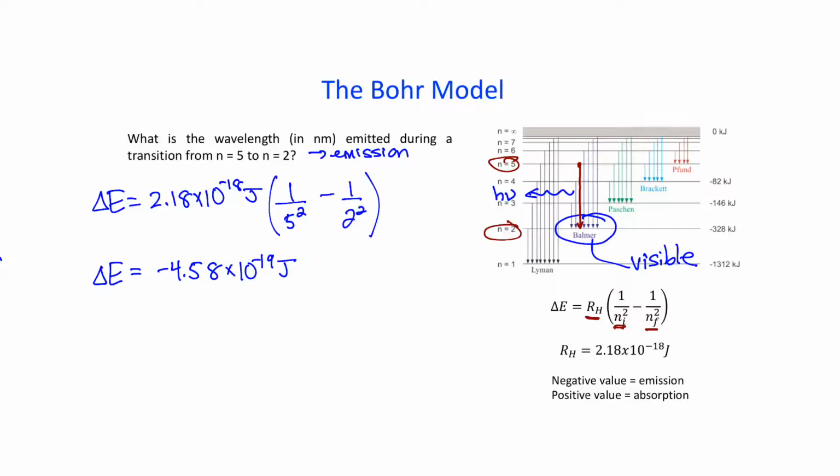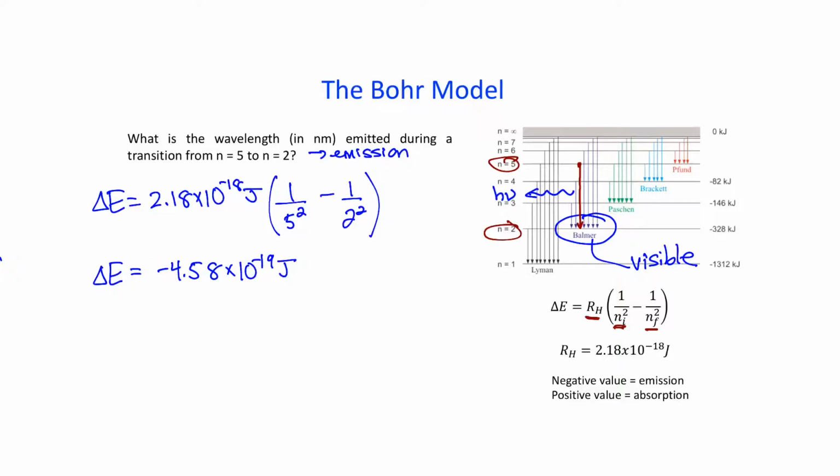If we were to swap that and do the absorption process, so if we had the 2 squared here and the 5 squared over here, so we're going up in energy from n equals 2 to n equals 5, that sign's going to flip. We would have ended up with a positive value for delta E. So if you get a positive value when you do this calculation, that just tells you that you're doing an absorption process. We did an emission process, so it makes sense that we're going to get a negative value out of there.